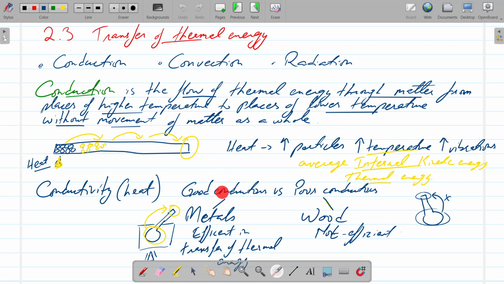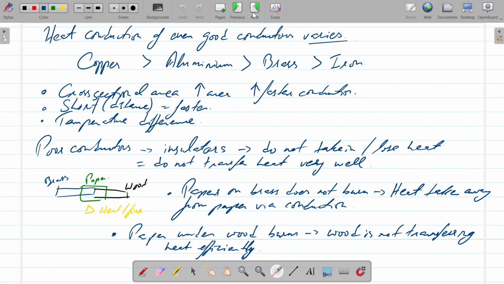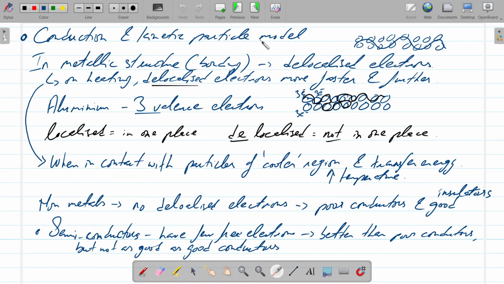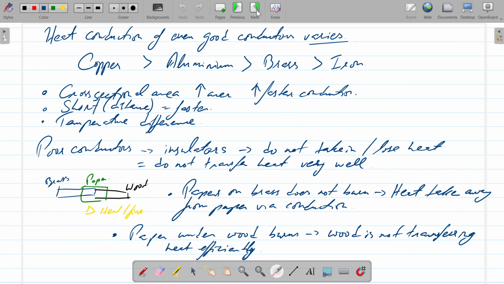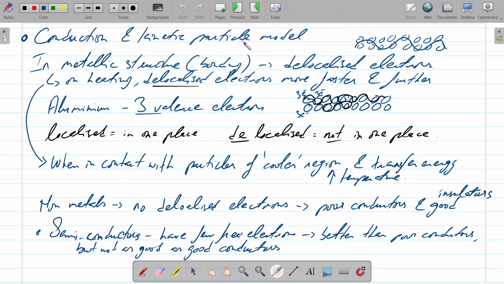And we talked about good conductors and poor conductors, and we highlighted metals as good conductors. The reason they are able to transfer heat efficiently is because of their delocalized electrons, whereas poor conductors, which are otherwise known as insulators, do not have delocalized electrons. They cannot efficiently transfer heat through the matter, and so they actually insulate, so they prevent heat from being transferred.